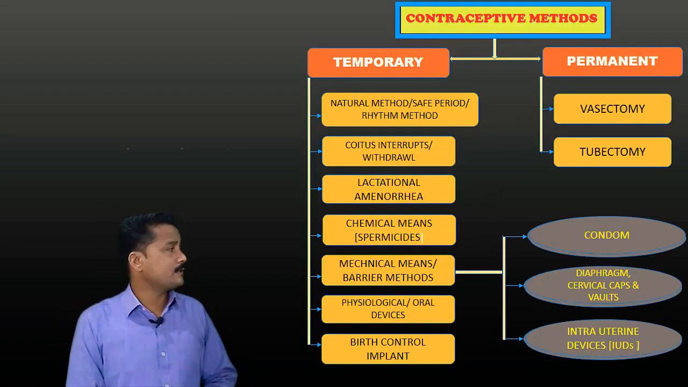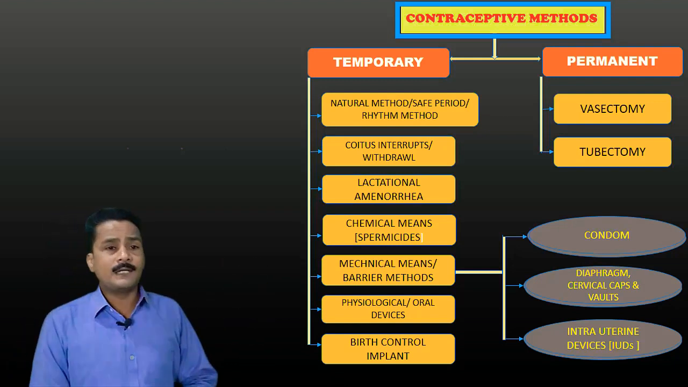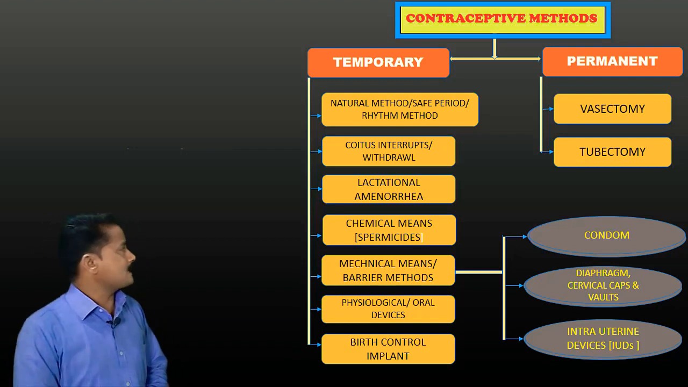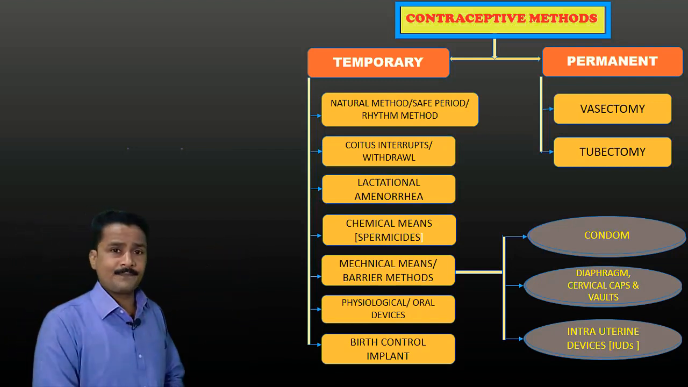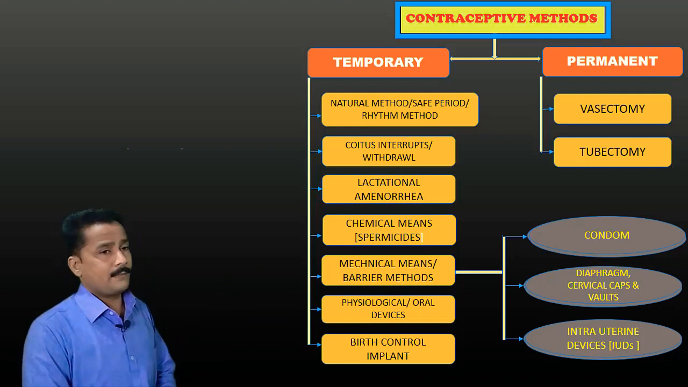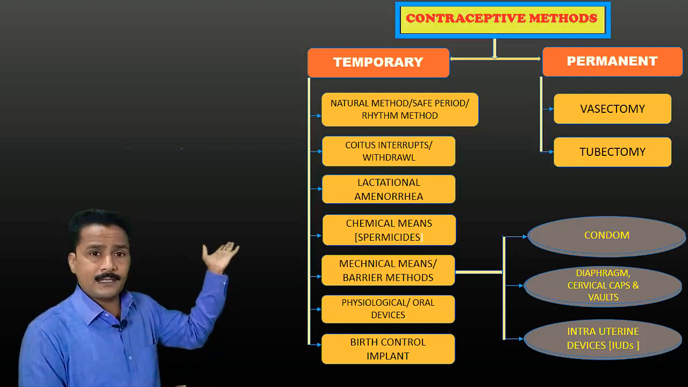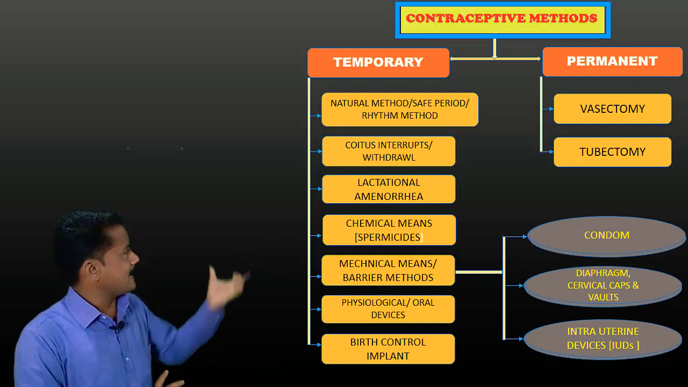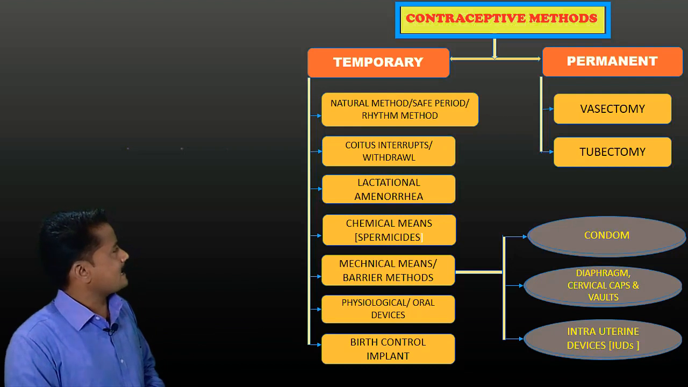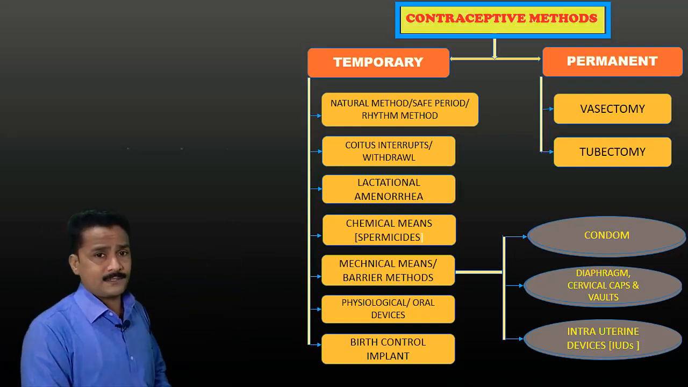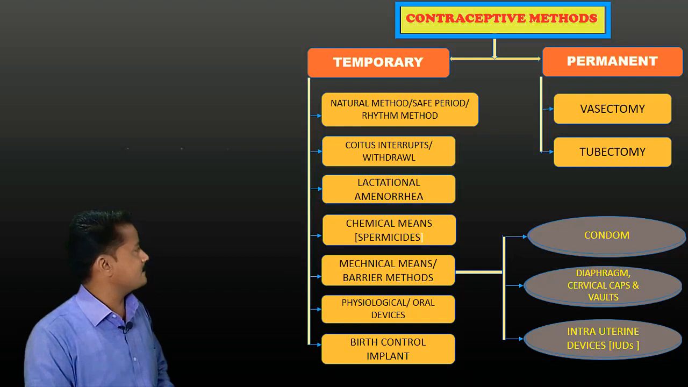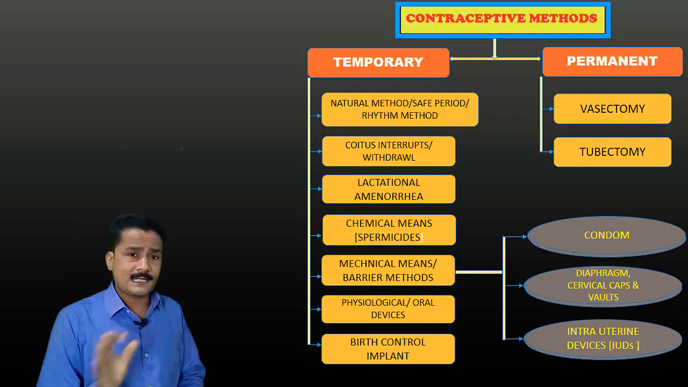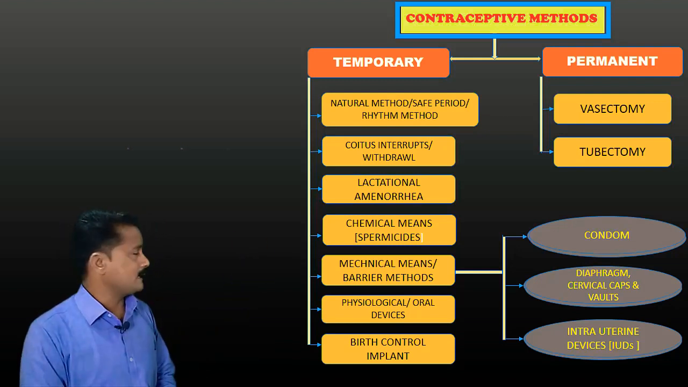The next point we are going to concentrate on is birth control methods. You can observe that birth control methods are broadly classified into two categories, the temporary method and the permanent method. As the name indicates, temporary methods are for shorter duration. The temporary methods are classified into 7 subtypes. Which are the types of temporary birth control measures? The first one is the natural method, or safe period method, also called the rhythm method.